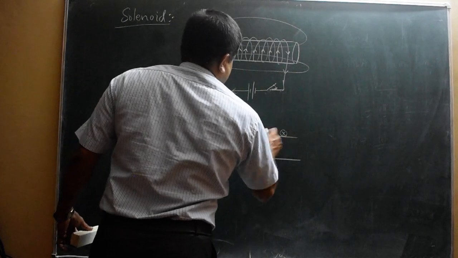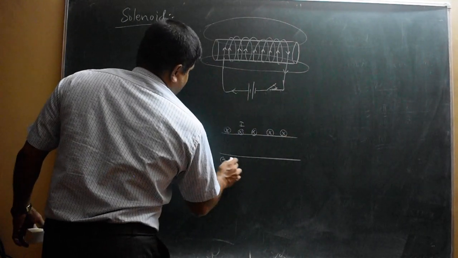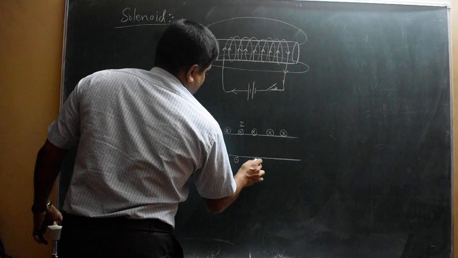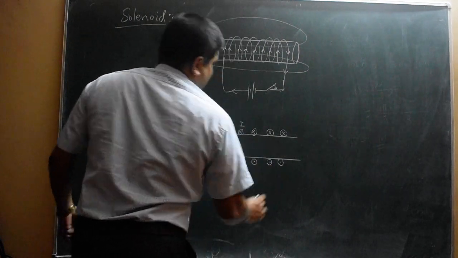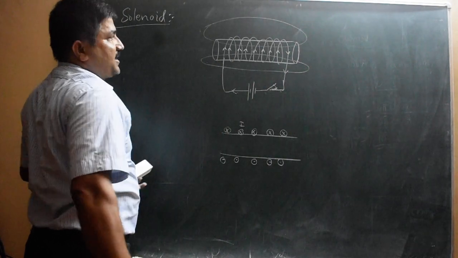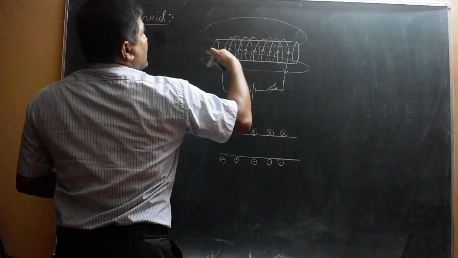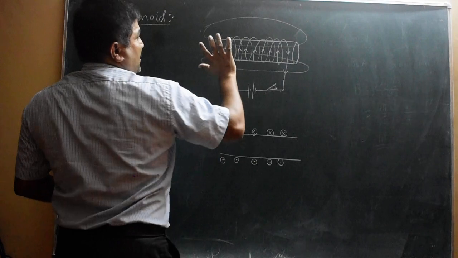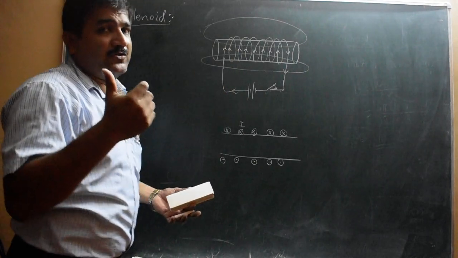Okay, so like this. And here the dots we show mean the current is exiting or coming out of the plane of the board, like this, a cross-sectional view. And now the magnetic field direction of the current is like this. So, curved fingers, how to apply the right-hand rule?